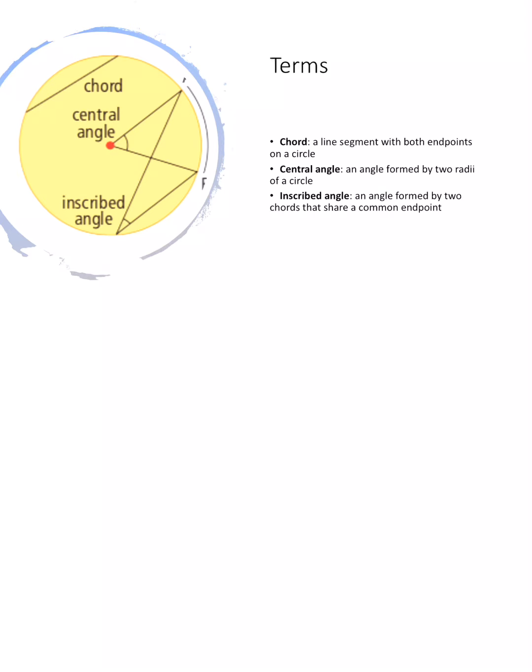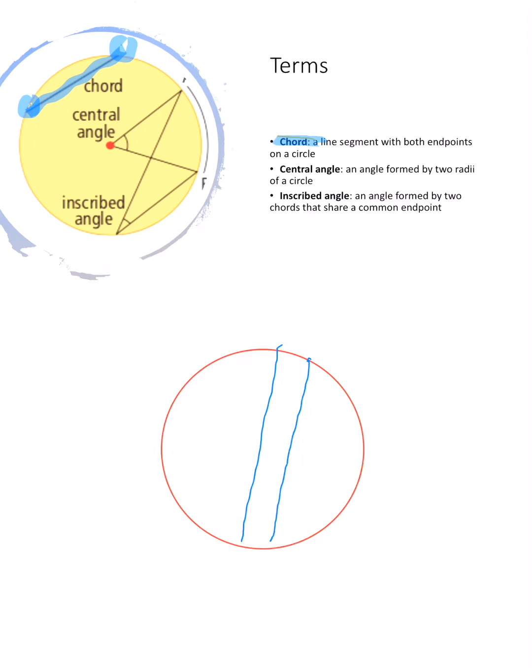So first of all, some terms to know. A chord is a line segment with both endpoints on a circle. So what that means, if we look at the diagram here, that is a chord because both of the endpoints are on a circle. So anytime we have a line that touches one end of a circle and is drawn straight across, whether it's through almost the middle or on the outside or at an angle, those are all considered chords.